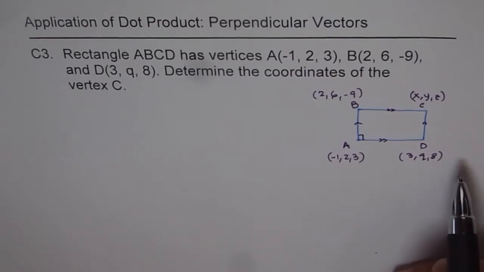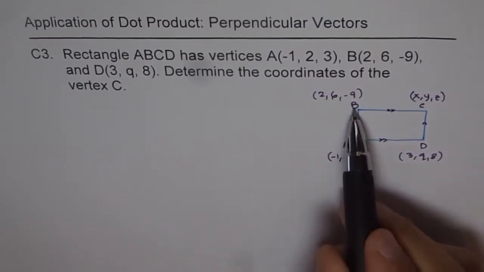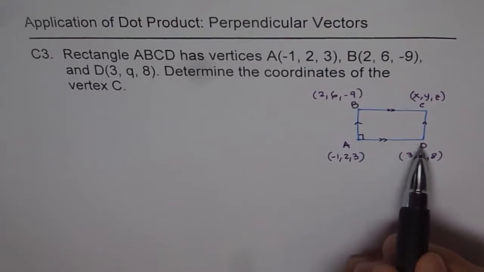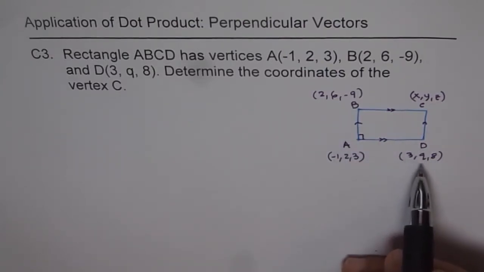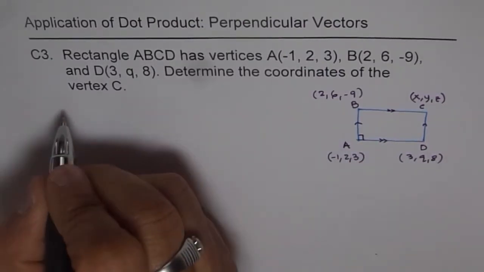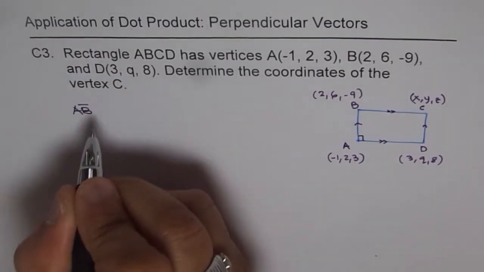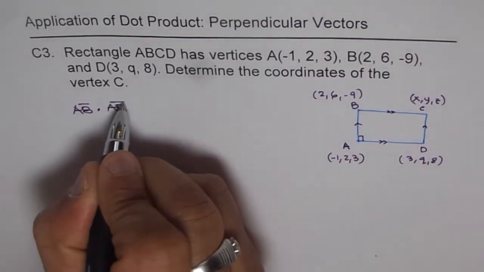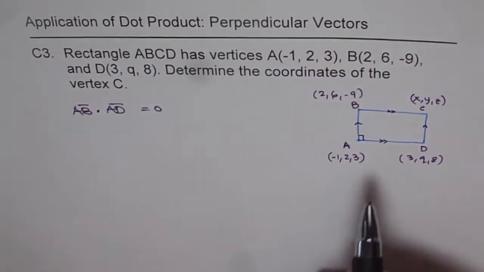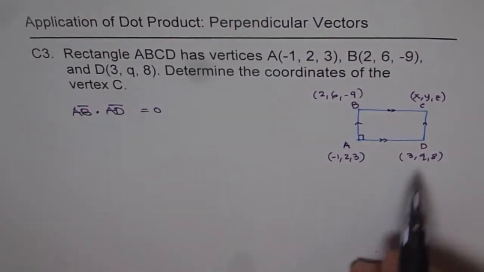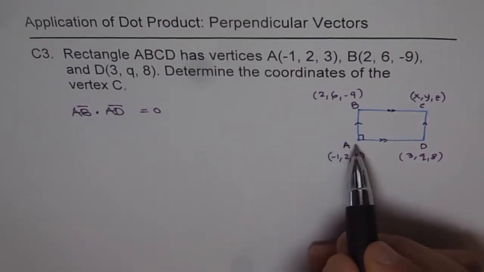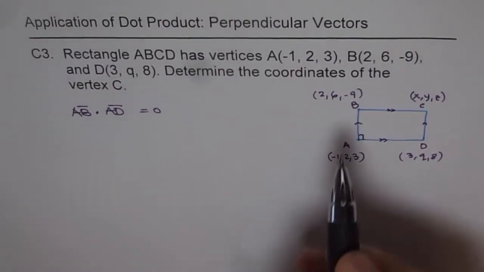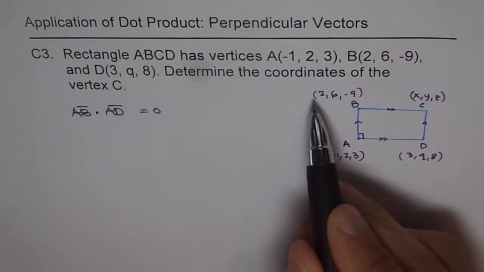Now how to find this? You can note that AB is actually perpendicular to AD. That means the dot product is going to be 0. And so let's equate AB dot AD to 0, and then evaluate point Q. So this is the first step. So AB, what is AB? AB is B minus A, the coordinate points.